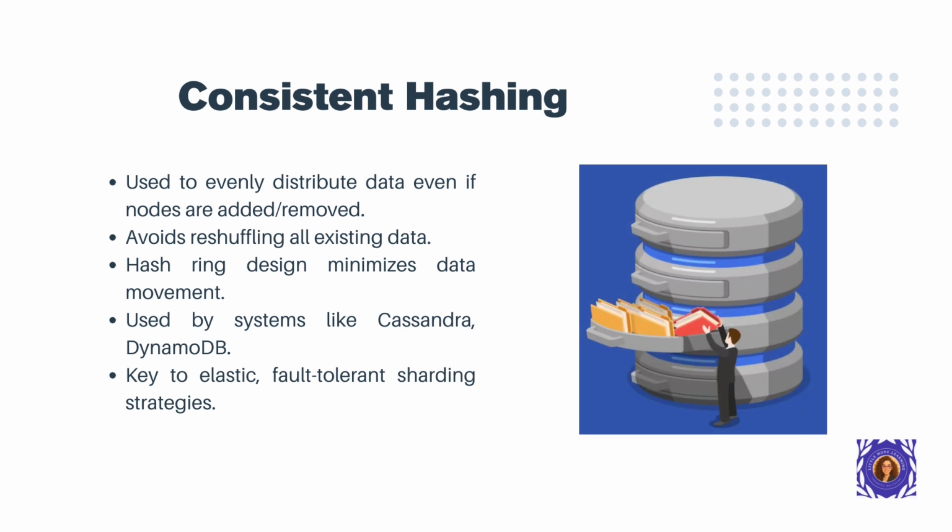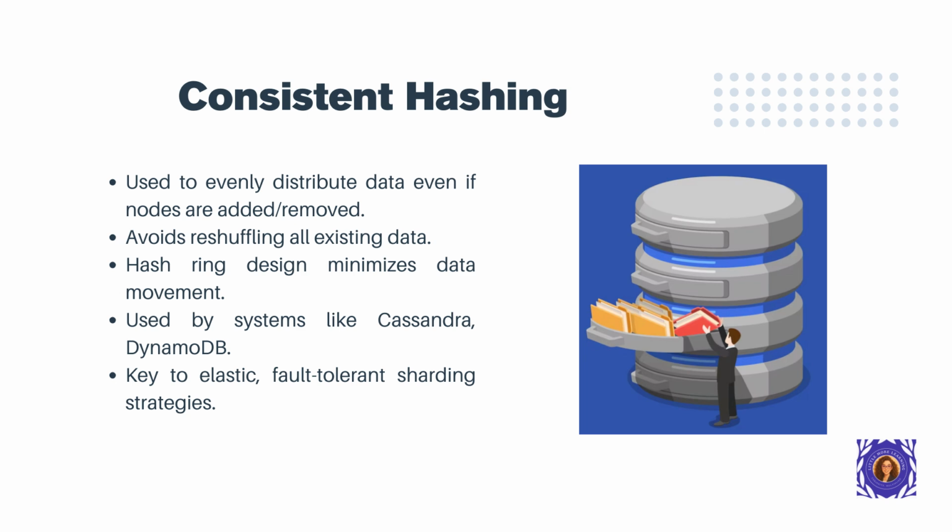When implementing sharding at scale, consistent hashing becomes your best friend. It's a clever technique that evenly distributes data across your shards, even as you add or remove database nodes. Without consistent hashing, adding a new shard would force you to reshuffle almost all your existing data, a nightmare scenario for a production system. Consistent hashing minimizes data movement by using a mathematical approach that places both data and database nodes along a conceptual ring.